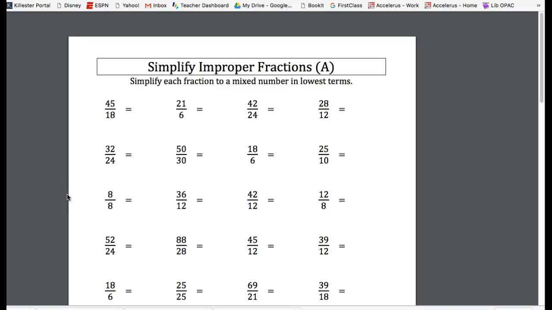Okay, in this video we're going to look at simplifying improper fractions. These are basically the same as simplifying fractions, but an improper fraction just means that the numerator is bigger than the denominator. You can see here the number 45 is bigger than the number 18.